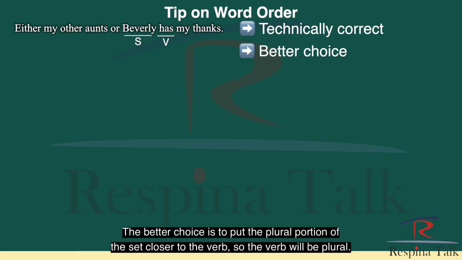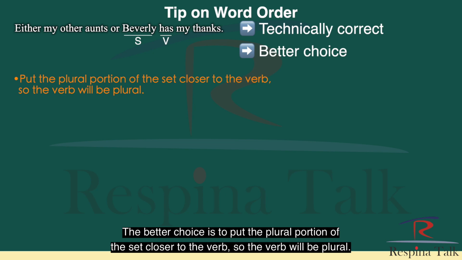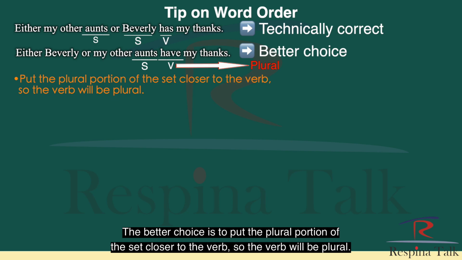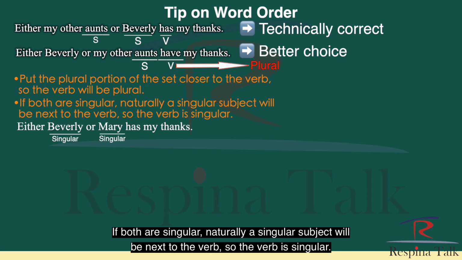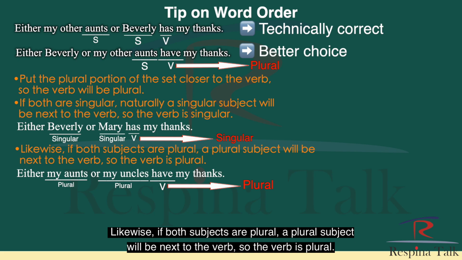The better choice is to put the plural portion of the set closer to the verb, so the verb will be plural. The rule still applies if both items are singular or if both items are plural. If both are singular, naturally a singular subject will be next to the verb, so the verb is singular. Likewise, if both subjects are plural, a plural subject will be next to the verb, so the verb is plural.